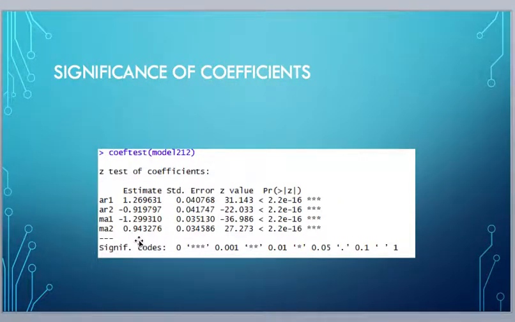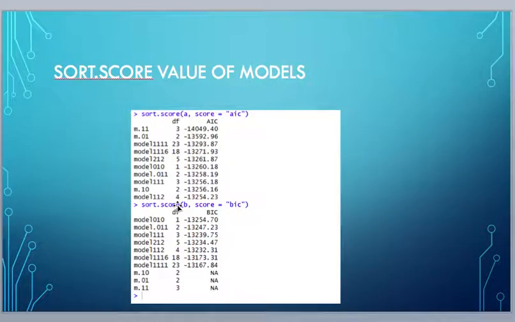which was model 212. Now as we can see, AR1, AR2, MA1, MA2, all these are highly significant. The p-value is less than the smallest possible value that we can get. In all other models, we were not getting similar results. For instance, in the bigger model 11-1-11, out of the 11 and 11 coefficients, we had barely 3 significant coefficients.